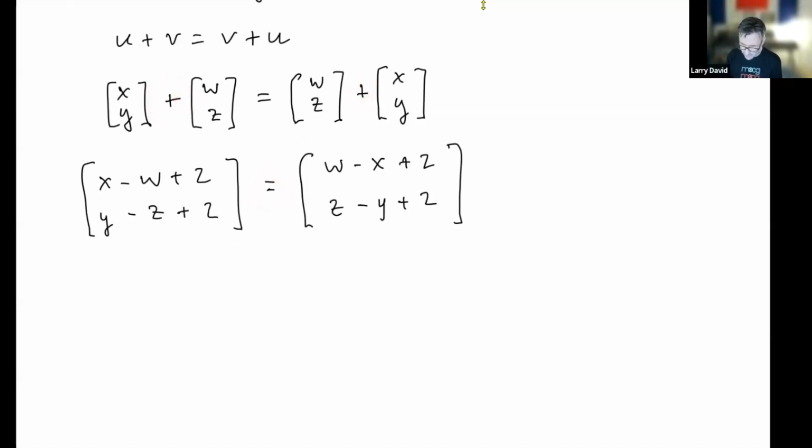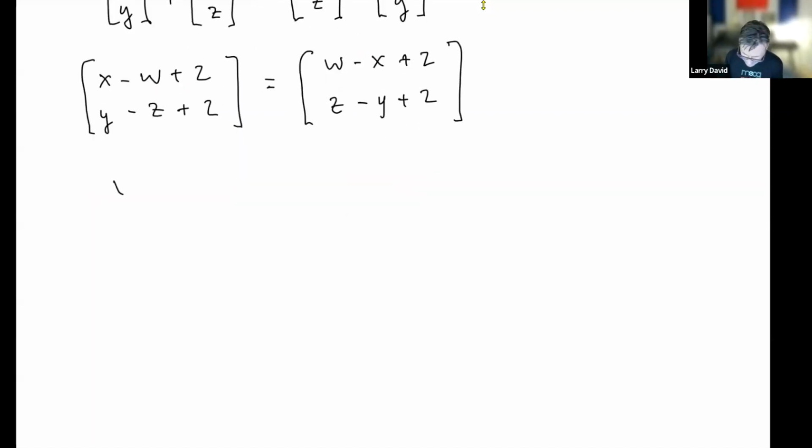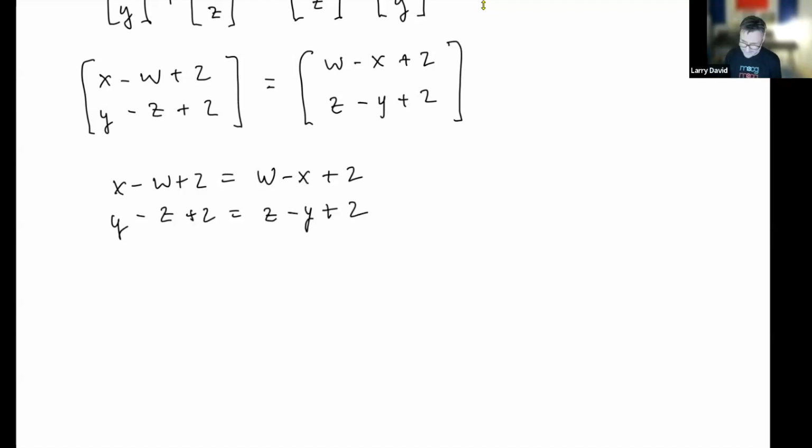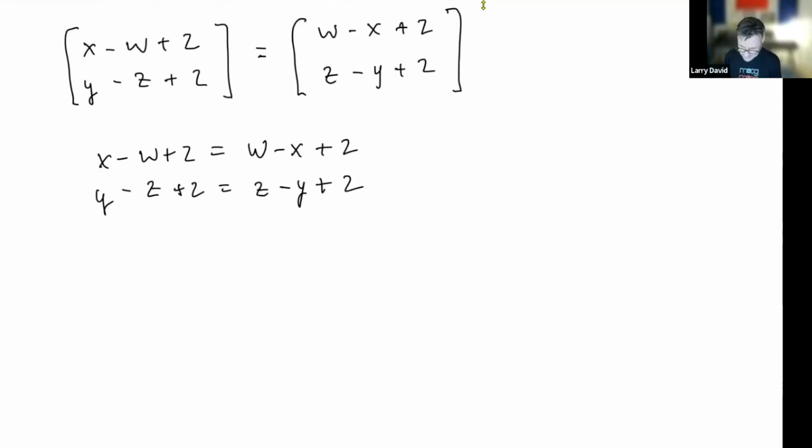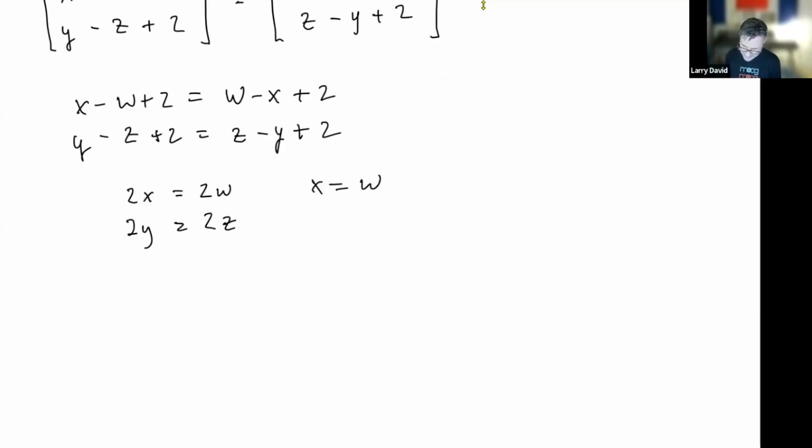Now we'll use the definition of equality and say that each entry in the vectors has to be the same. So the first entries have to be equal, and the second entries have to be equal. And we could quickly simplify this down, cancel 2's on both sides of both equations. We could add x to both sides of the first equation and add w to both sides of the first equation. It would simplify to this. Then we add z and y to both sides of the second equation. We get this. We get x equals w and y equals z.